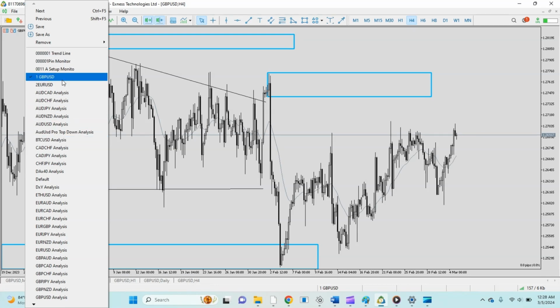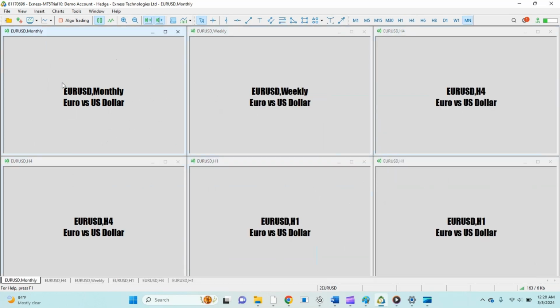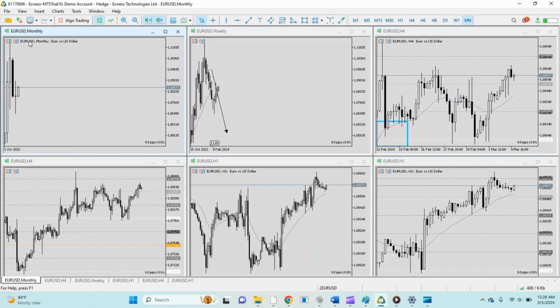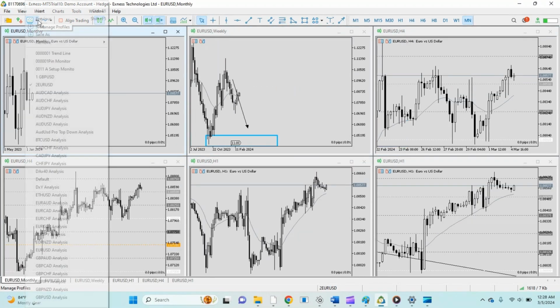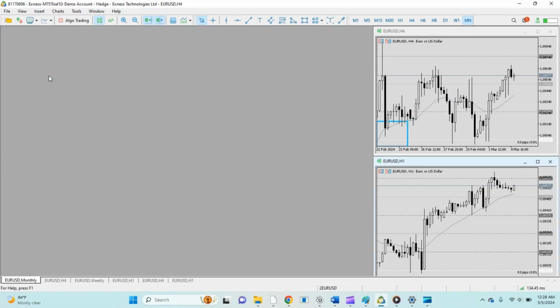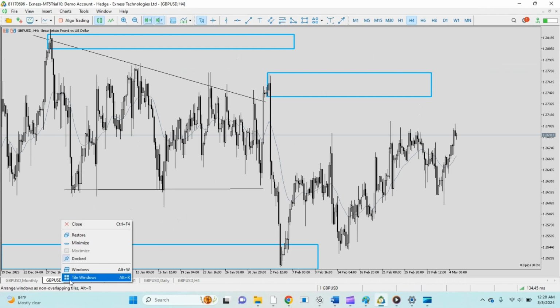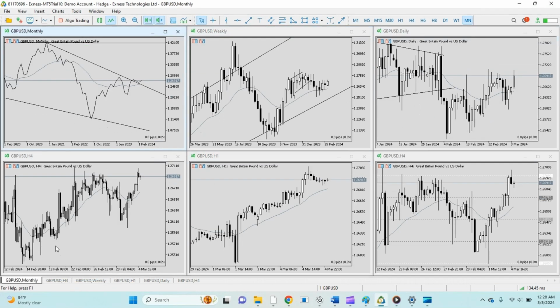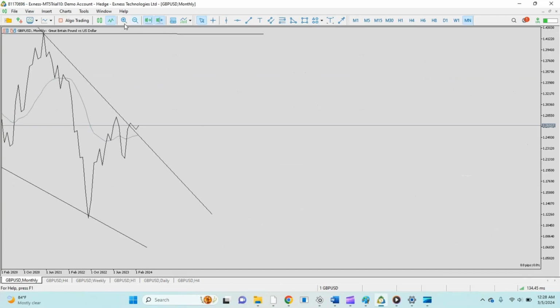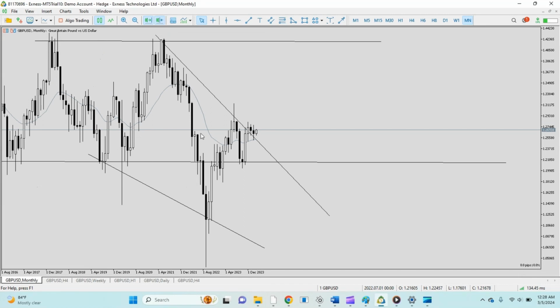So I've already arranged what I'm going to do for purposes of saving time. Let me start with Pounds USD. What I will just do is scan over it to see if there is any developing pattern that one can trade.